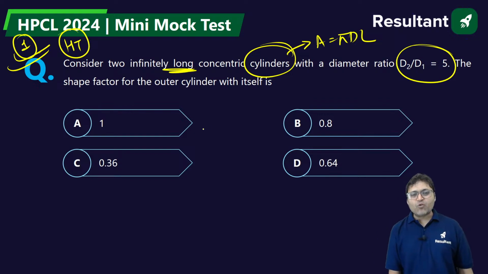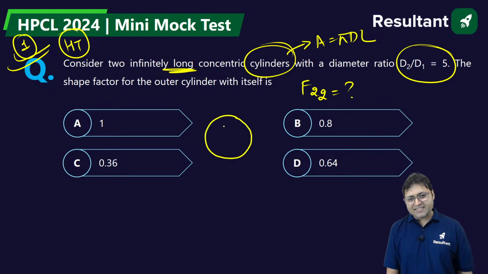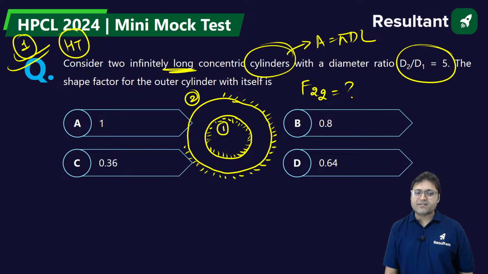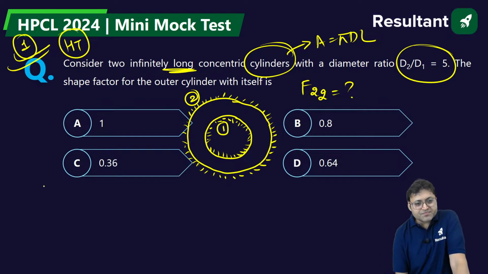The shape factor for the outer cylinder with itself, it means F22, will be how much? The inner cylinder is cylinder number 1, which is thermally insulated from inside. There is an outer cylinder, concentric, having the diameter d2, which is insulated from outside. We need to find the self shape factor for the outer cylinder. Can you let me know? Give me the answer.